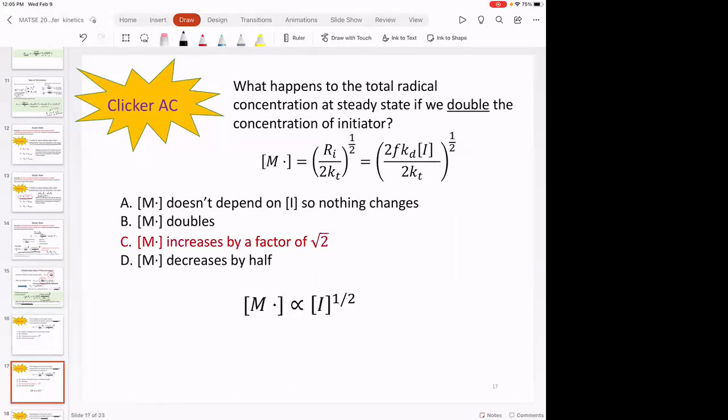It increases by a factor of the square root of 2, because remember, this is in the square root. So that's really important, because I'm going to ask you, this goes up by a certain amount, this goes down by a certain amount. What happens to the rate? What happens to the M dot?